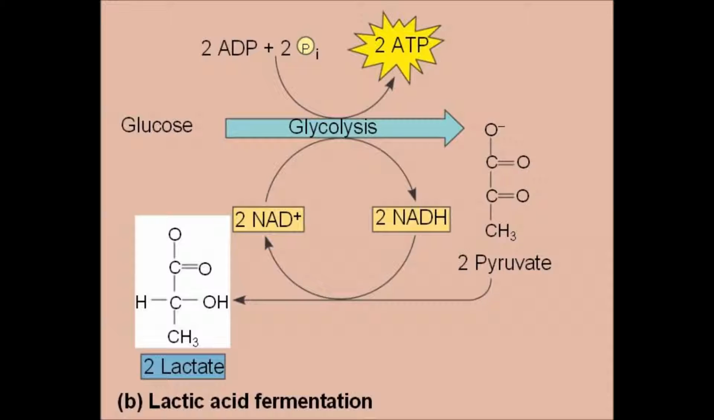After glycolysis, we're left with 2 NADH and 2 pyruvate. Glycolysis cannot continue because the 2 NADH are already full. In this case, the 2 pyruvate are transformed into 2 lactate molecules. This occurs by the 2 NADH transferring their electrons to the 2 pyruvate, creating this lactate molecule.